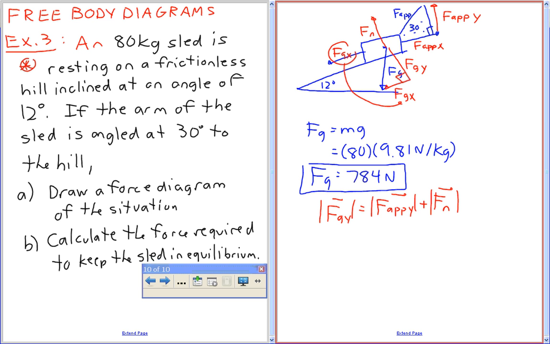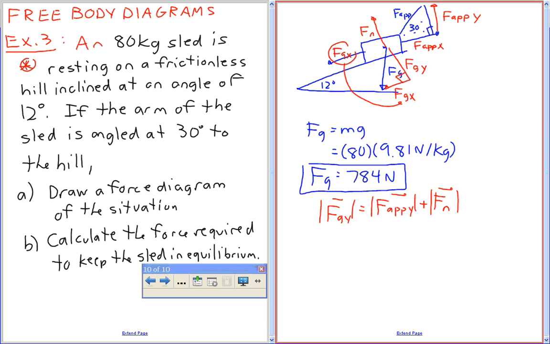What are we solving for? FGX? Versus F applied X? First, ultimately we're solving for F applied, that's ultimately what we're solving for. In order to get that, you're exactly right, Graham, you have to find FGX, because FGX is going to equal F applied X, right? And then F applied X, you use that to find your F applied.